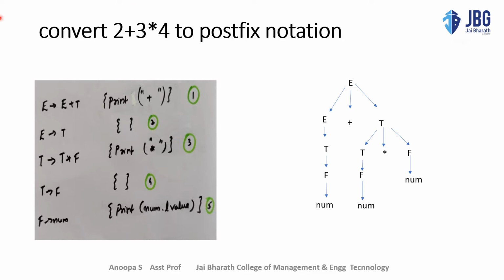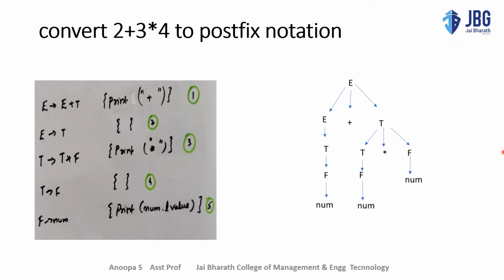For evaluating this, how should I write the derivation: E giving E plus T, then T giving T star F, then all the T's giving F, and F giving num. This is how we can evaluate. This is the corresponding parse tree. Now what is the next step?